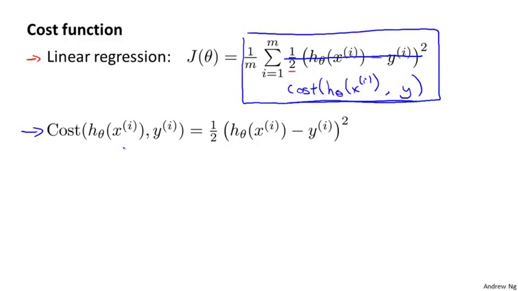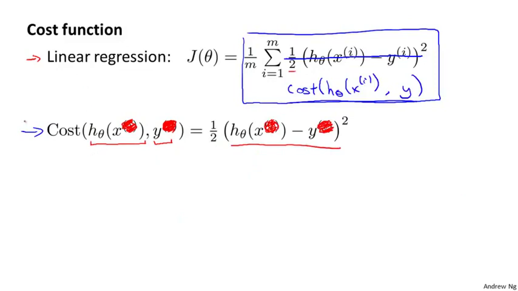And to simplify this equation a little bit more, it's going to be convenient to get rid of those superscripts. So just define cost of h of x, comma y to be equal to 1/2 of the squared error. And the interpretation of this cost function is that this is the cost I want my learning algorithm to pay if its prediction is h of x and the actual label was y. So let's just cross off those superscripts. And no surprise, for linear regression, the cost is 1/2 times the squared difference between what it predicted and the actual value that we observe for y.